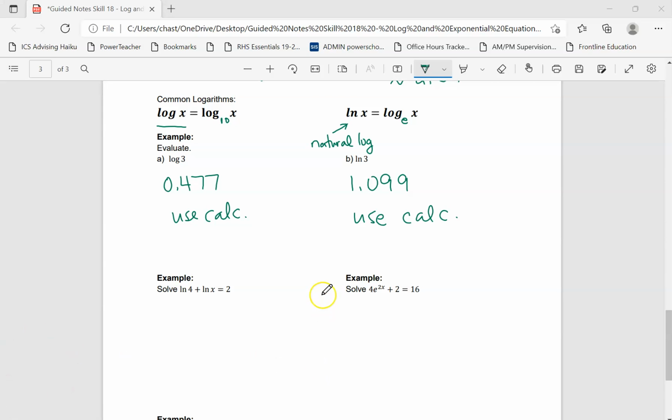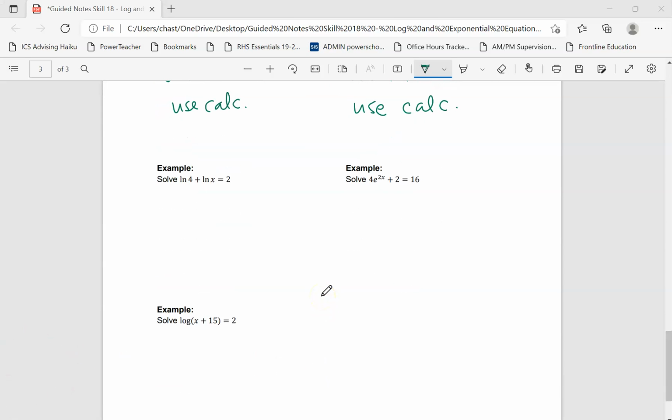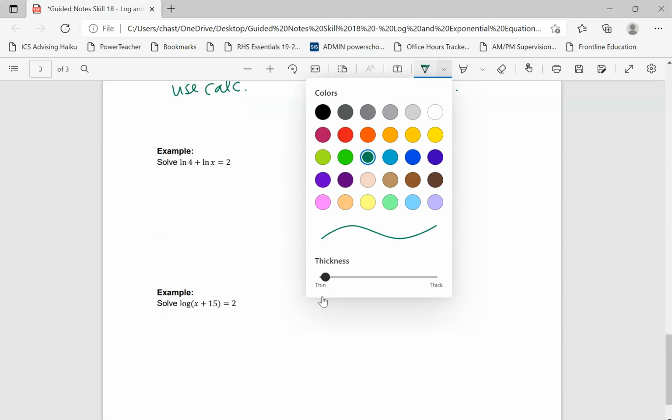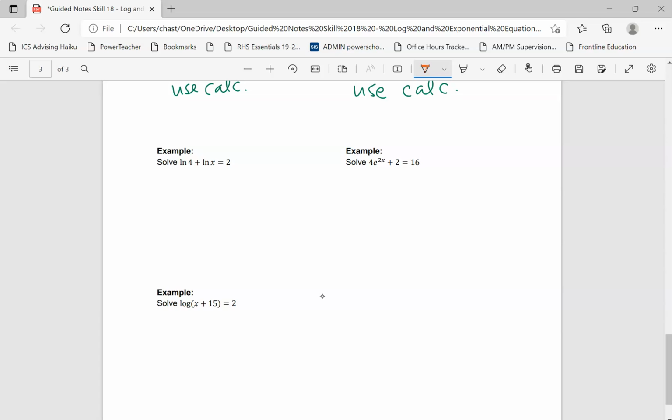Okay. All right, so how do we solve equations that involve these? Well, let's take a gander. For this next one, notice here these have natural logs, but we have a plus sign between them. So we are still condensing, and I have a plus sign, so that means I'm going to use the product property. So I'm going to have natural log of 4x equals 2.